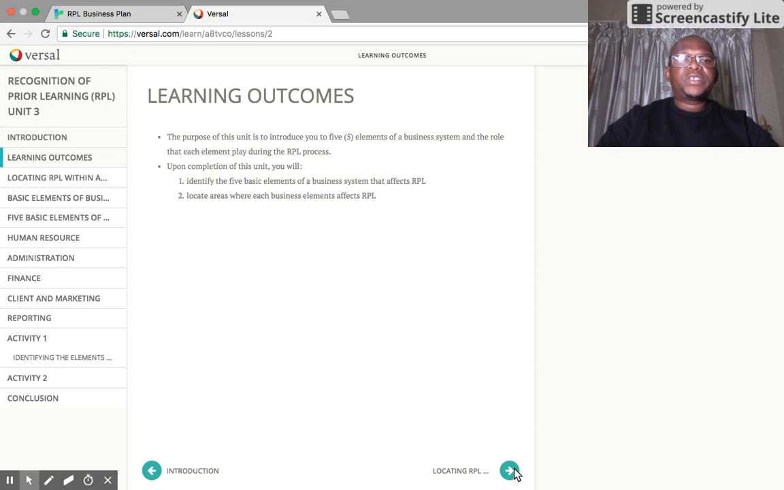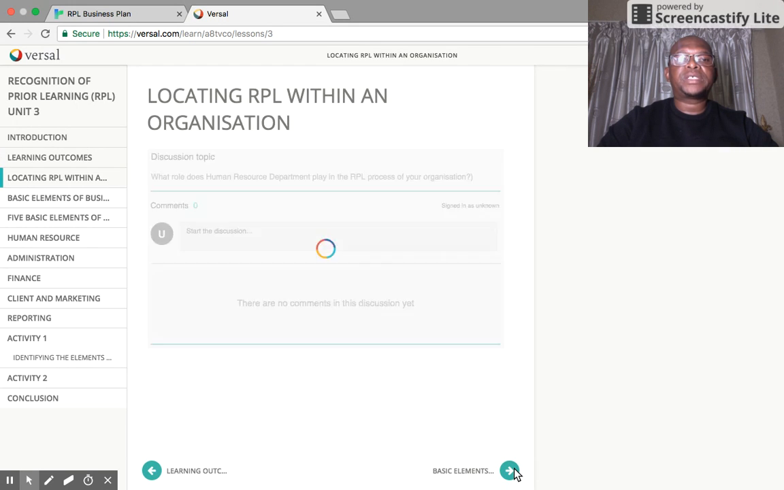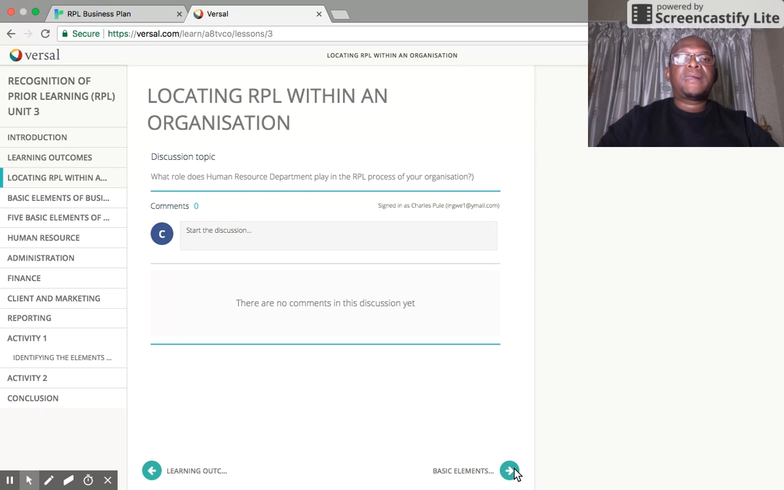The purpose of this unit is to introduce you to five elements of business system and the role that each element plays during the RPL process. Upon completion of this unit, you'll identify five basic elements of business system that affects RPL. You will locate areas where each business element affects the RPL process. The group discussion question assists you as a candidate to begin to locate RPL within your organization.